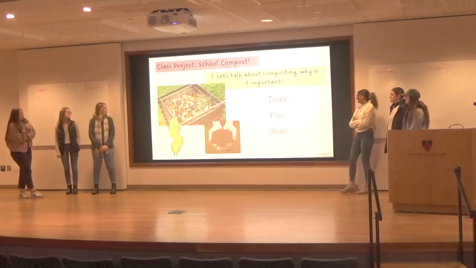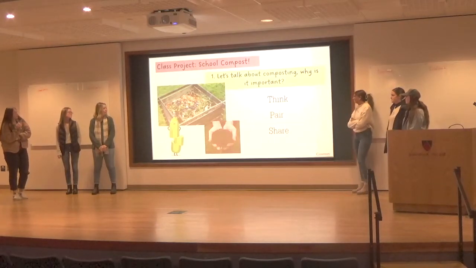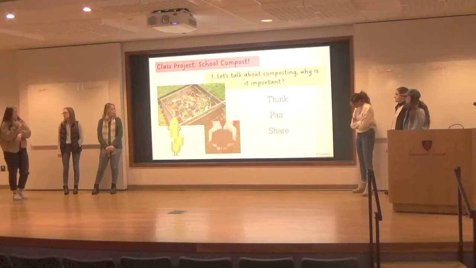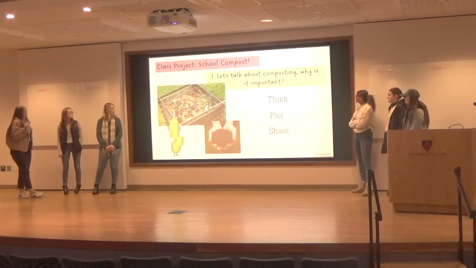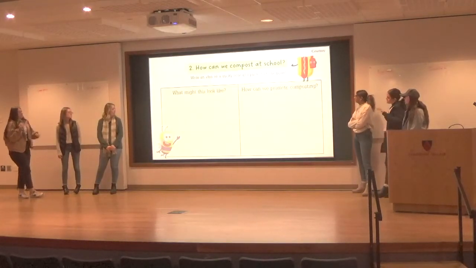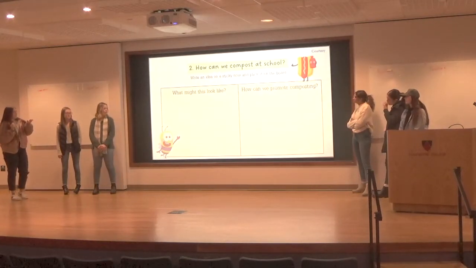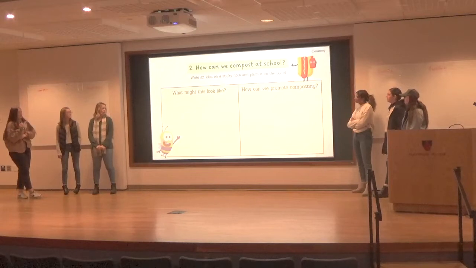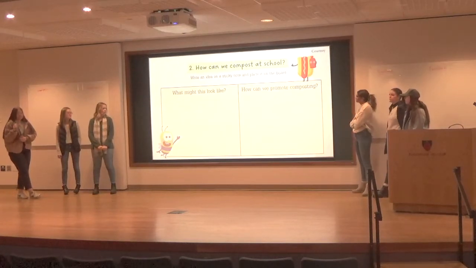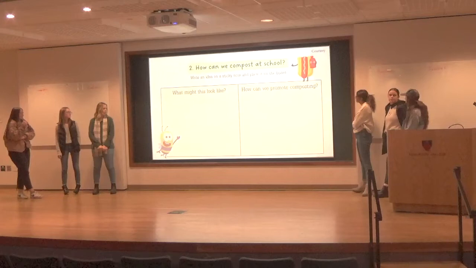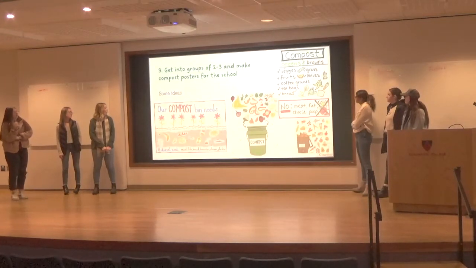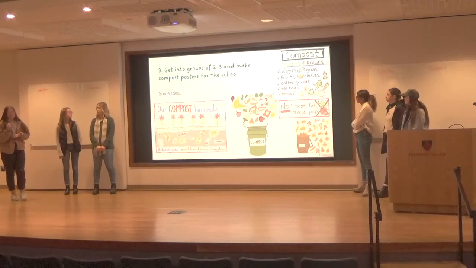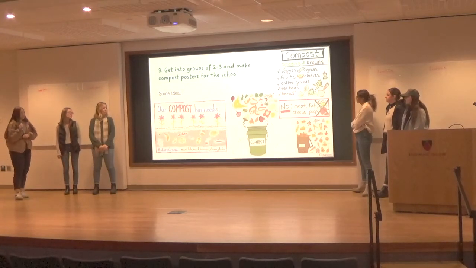And then the activity would be a school compost. So we'd start with discussing composting and why it's important in a Think, Pair, Share. Then they would put sticky notes on the board with ideas that they have about what composting could look like at school. So how could they promote it and what might it look like? And then they'd end the day by getting into small groups and making posters that would advertise their composting around the school.